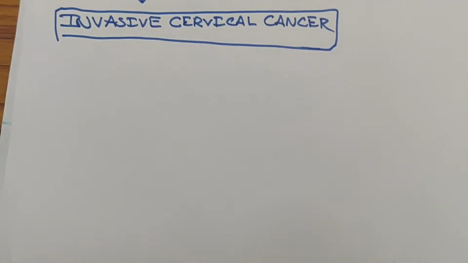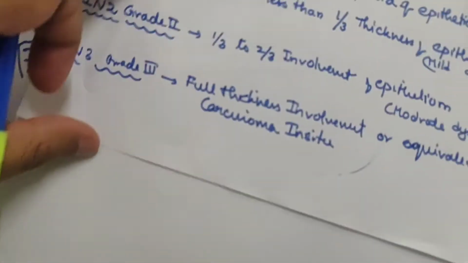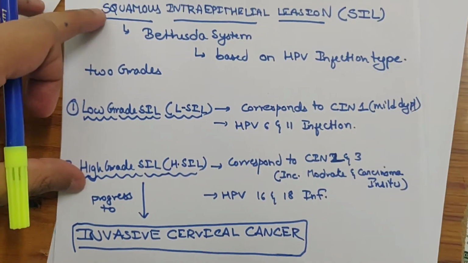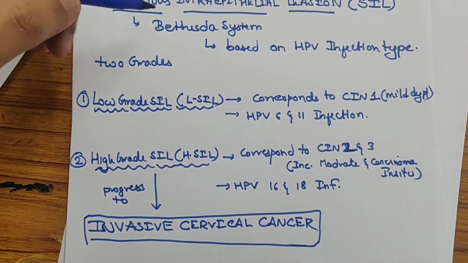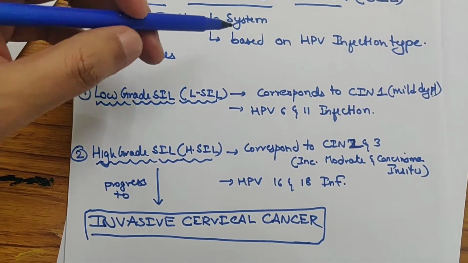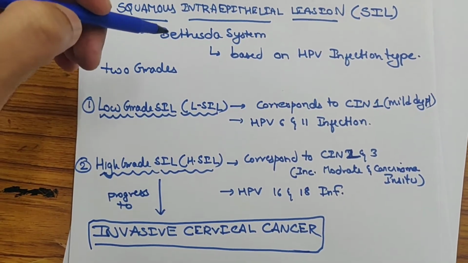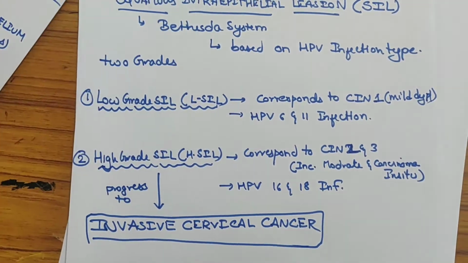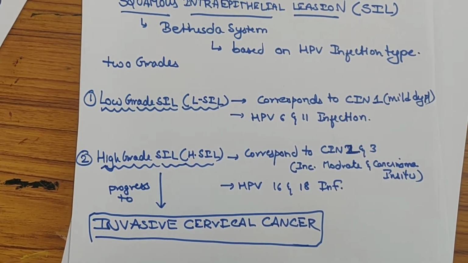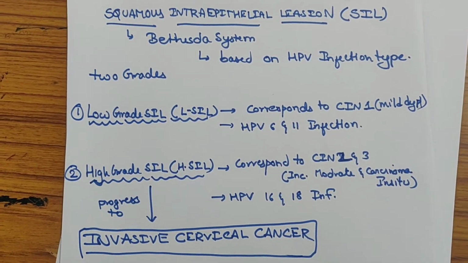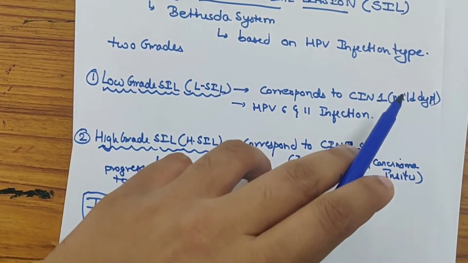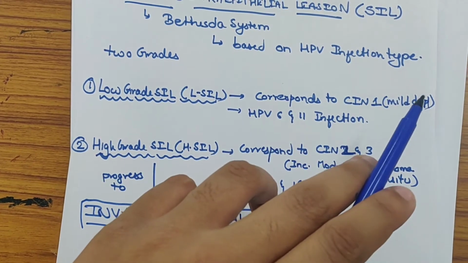So this classification has now changed into squamous intraepithelial lesion, based on the Bethesda system. This is the new system, so now this system is followed. Actually, squamous intraepithelial lesion and cervical intraepithelial neoplasia are almost the same terms. And this system includes the HPV infection type involved, that is human papilloma virus infection.